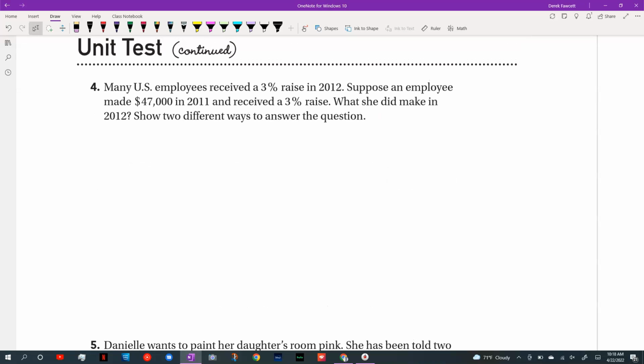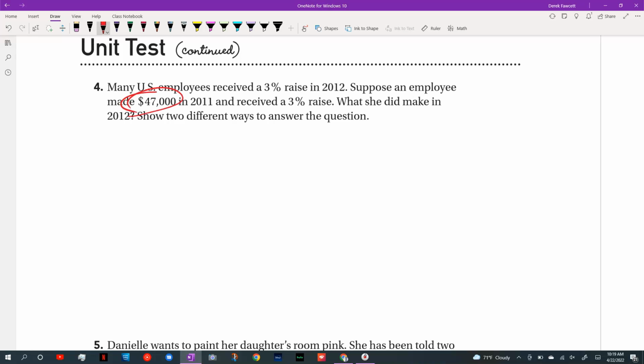It says many U.S. employees received a 3% raise. Suppose an employee made $47,000 in 1 year. How much would he or she make the next year with a 3% raise? Show two different ways. We struggled with this more than what I thought we would. Right. The first way, and probably how most of you did this, is you took the $47,000 times 3%, which is 0.03. Some of you multiplied by 0.3 or even 3 and figured out a 3% raise.